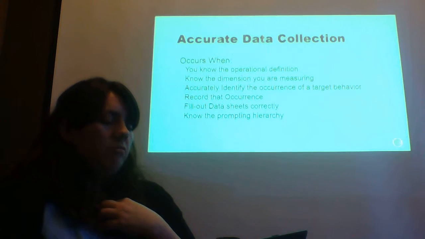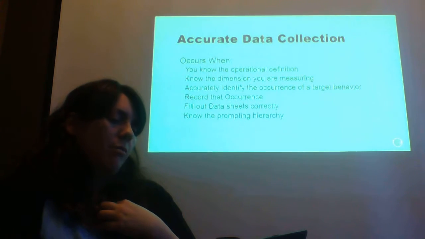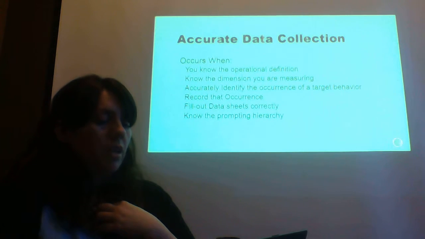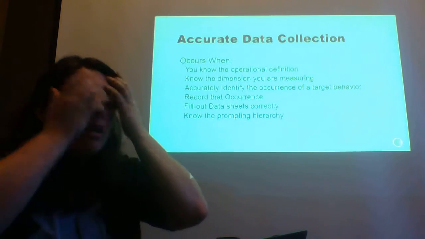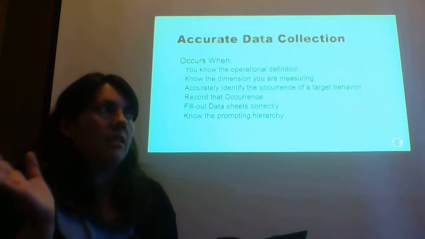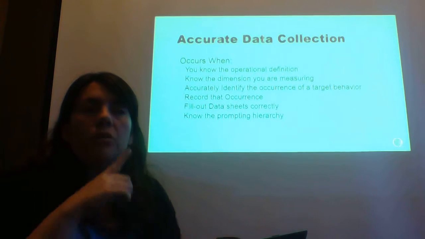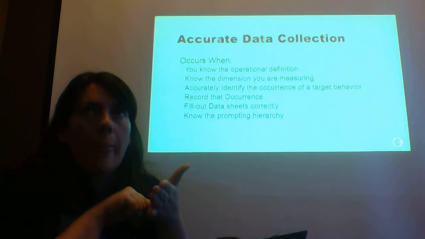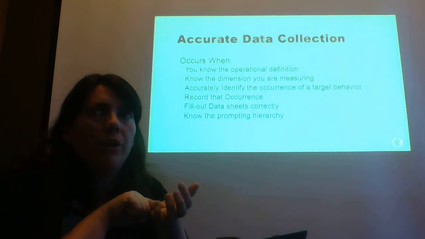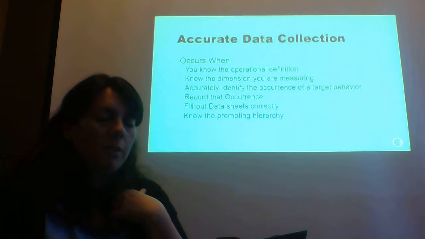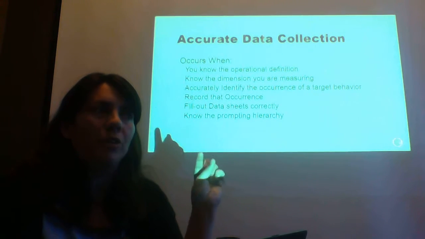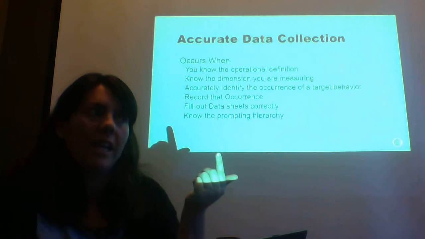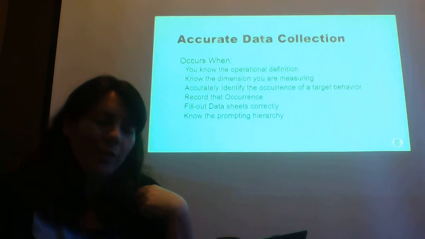And then knowing the prompting hierarchy, I'm not quite sure what she put there, but I know what she means. How we're prompting. This is not about problem behavior, but when you're taking trial data, understanding when you're prompting and when you're not prompting. Because sometimes you can say they did it independently, but you gave a little tiny hint. Yeah, you maybe gave a little look.